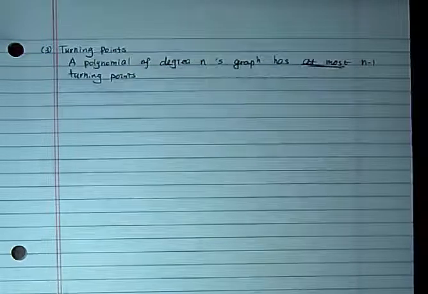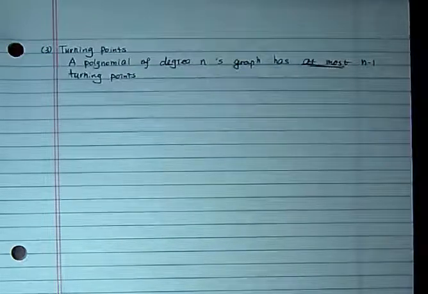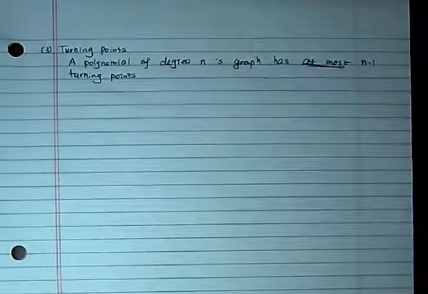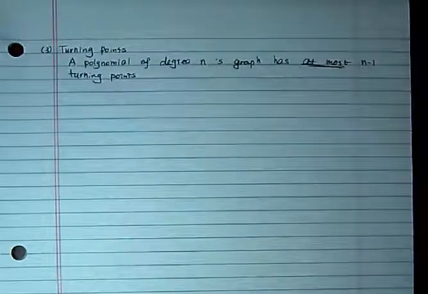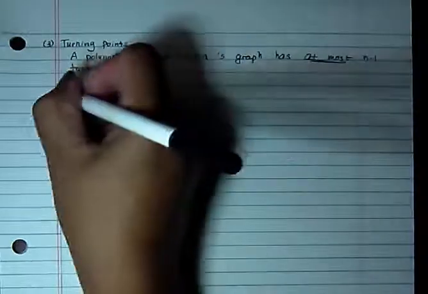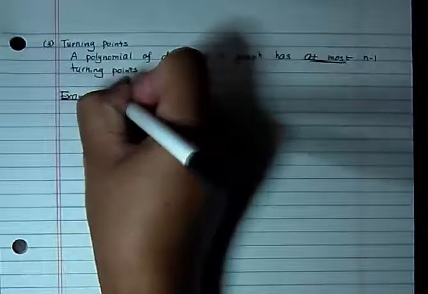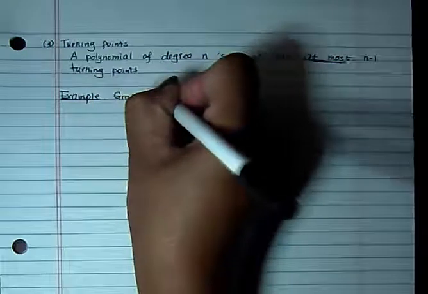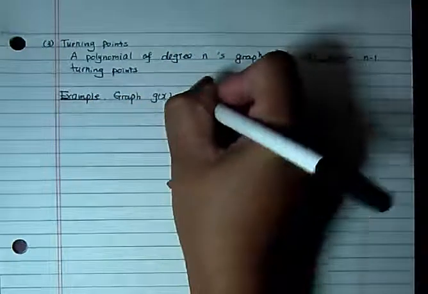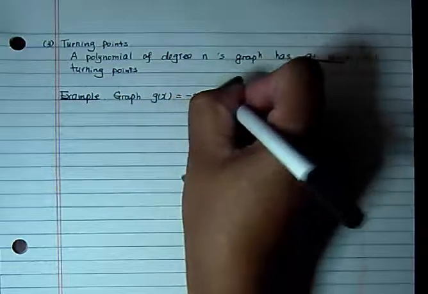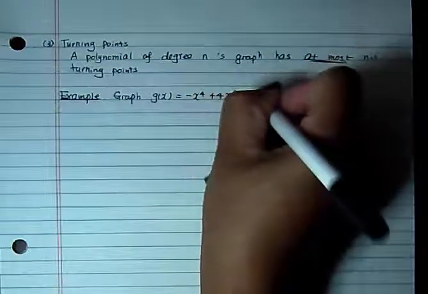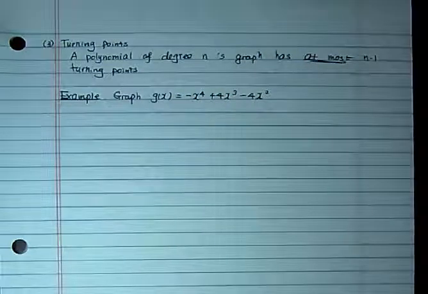So with all this information, I guess we can take a look at some graphs. We can graph that completely. Let's take a look at the g of x we talked about at the beginning of this lecture. We are going to put them together. g of x is equal to negative x to the 4th plus 4x cubed minus 4x squared. I'm going to put this information together.